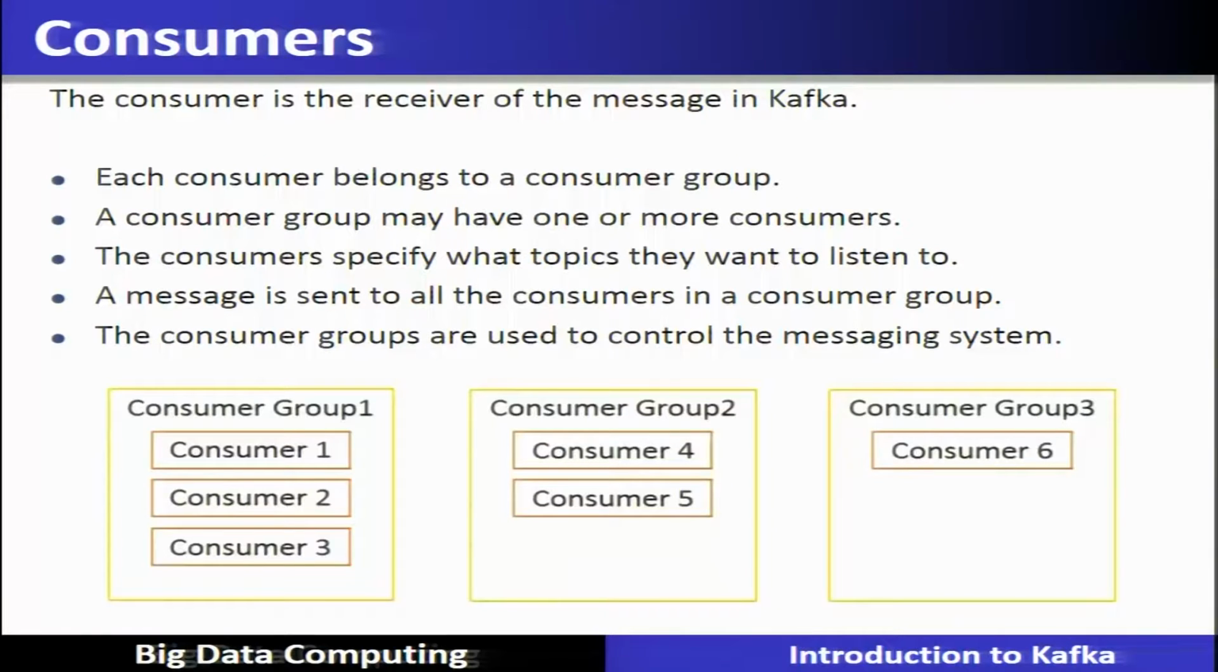And the consumer is the receiver of the message in Kafka. Each consumer belongs to a consumer group. A consumer group may have one or more consumers. Consumers specify what topic they want to listen to, and the message is sent to all the consumers in a particular consumer group. Consumer groups are used to control the messaging system.